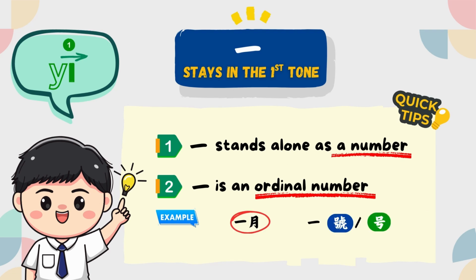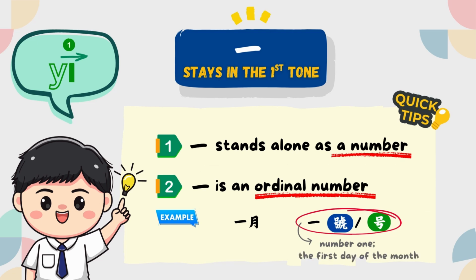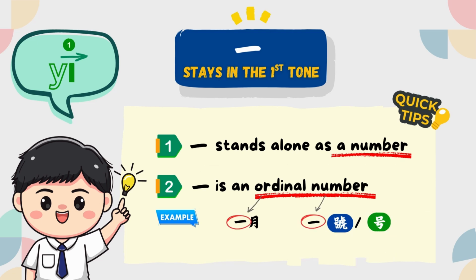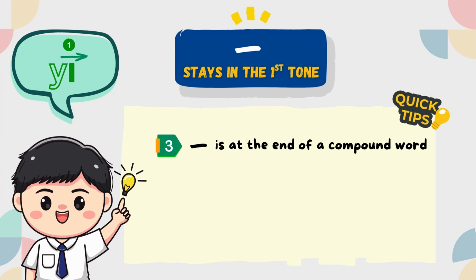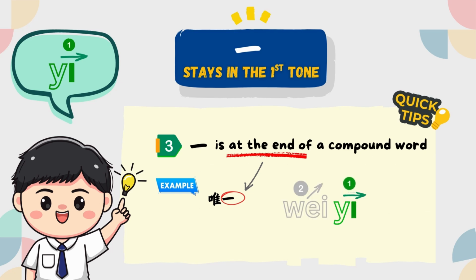Since 一月 means the first month of the year, which is January, and 一号 means number 1, or the first day of the month, yi is used as an ordinal number in these words, so yi stays in the first tone. Also, when yi is at the end of a compound word like 唯一, it stays in the first tone and doesn't need any changes. Moving on, we're definitely going to see how yi changes tones with these examples.